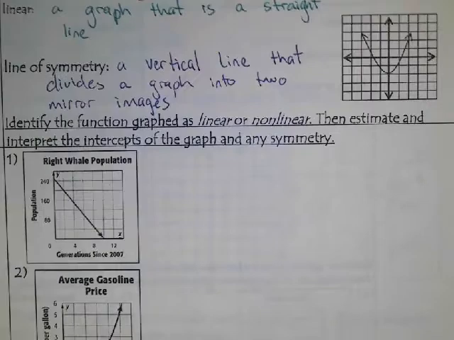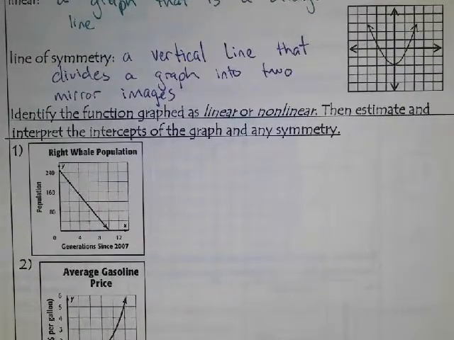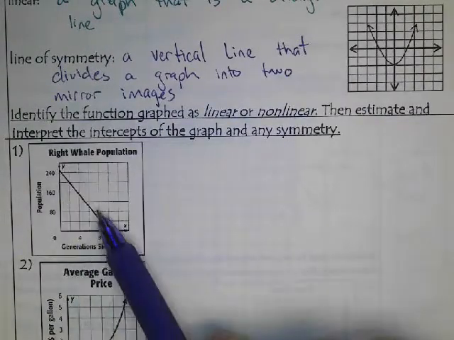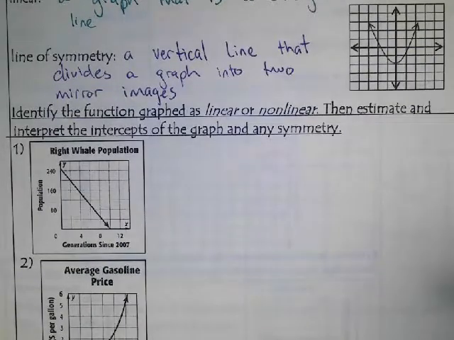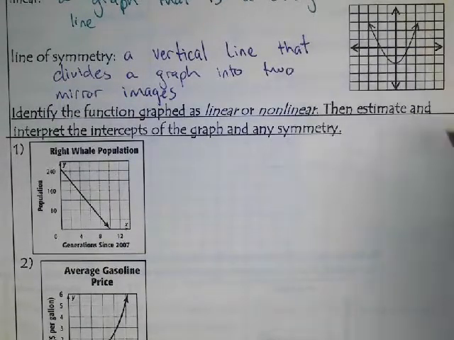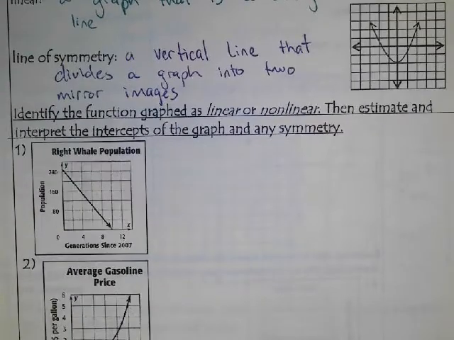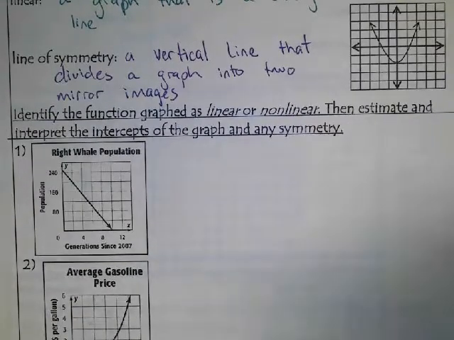Okay, so let's look at some examples. All we want to do here is discuss whether or not the function is linear, a straight line, or not a straight line. We'll also estimate and interpret the intercept. So interpret means like what are the words that actually go with these intercepts. So if we look at number 1, it is a straight line, so we can say it's linear.